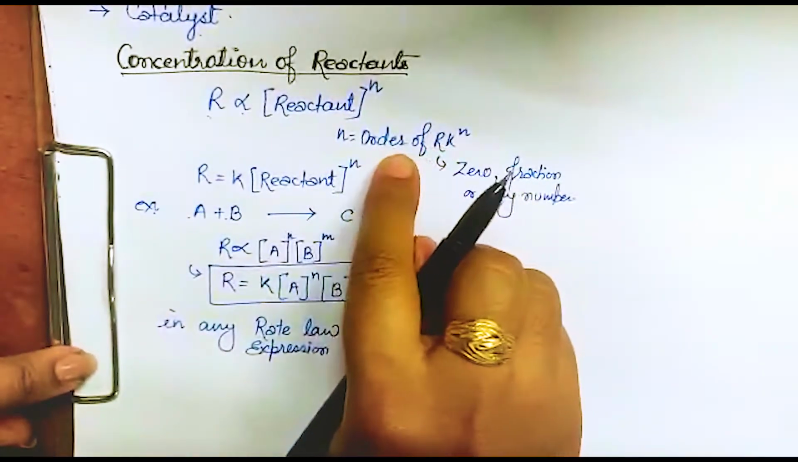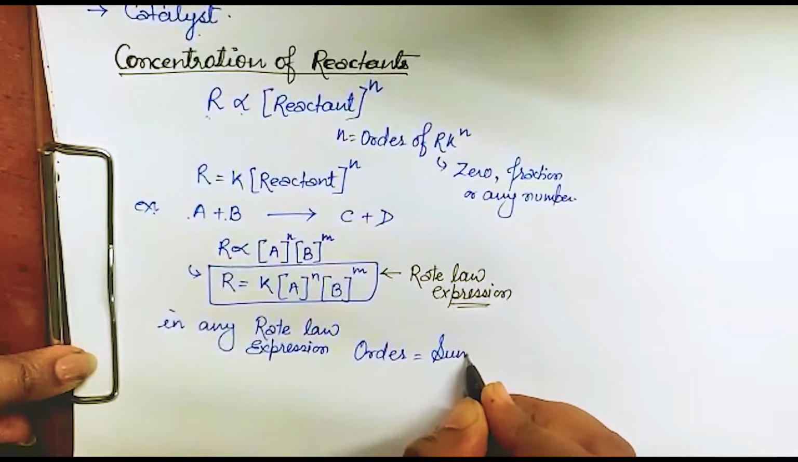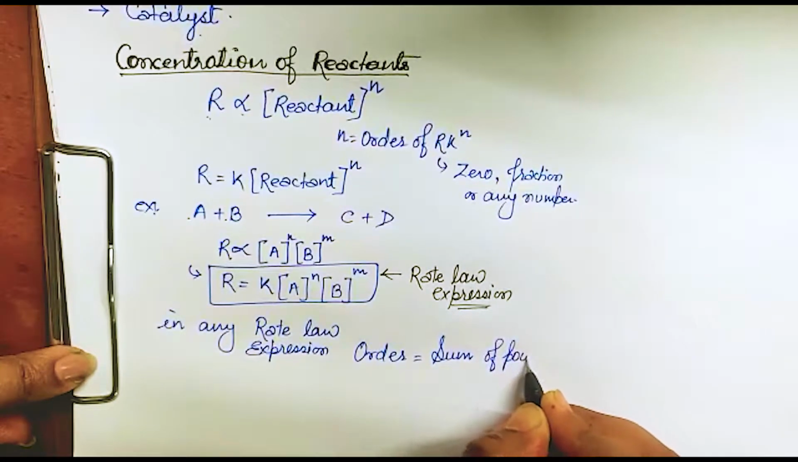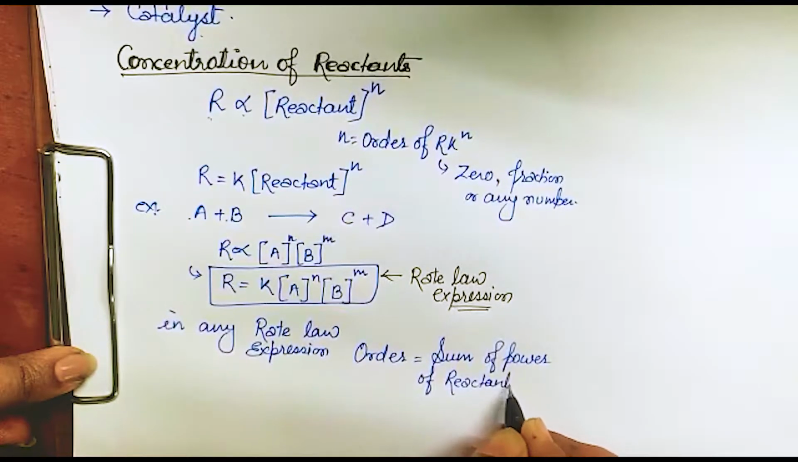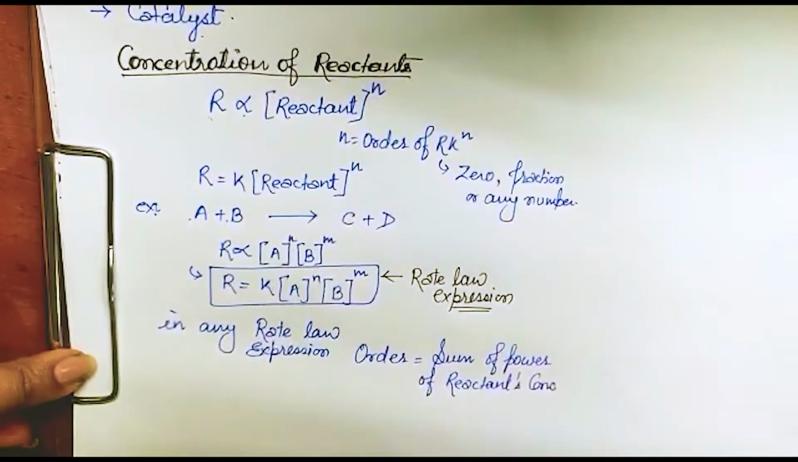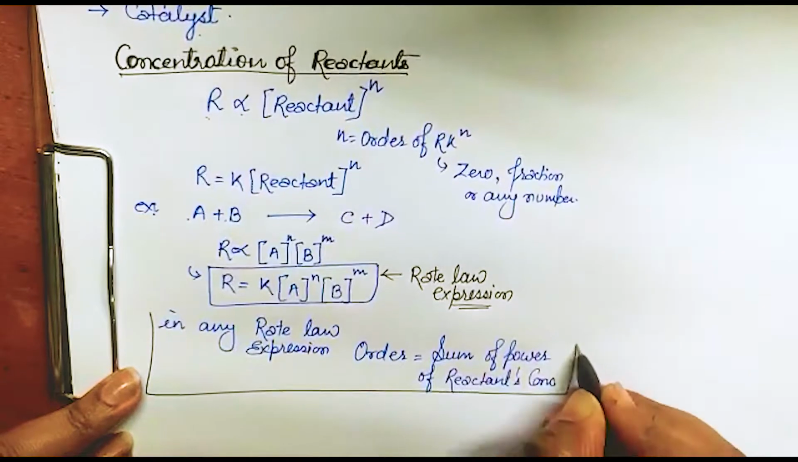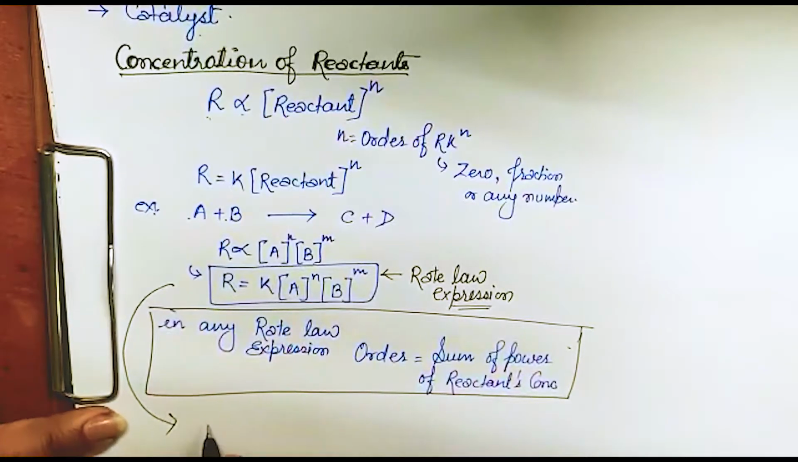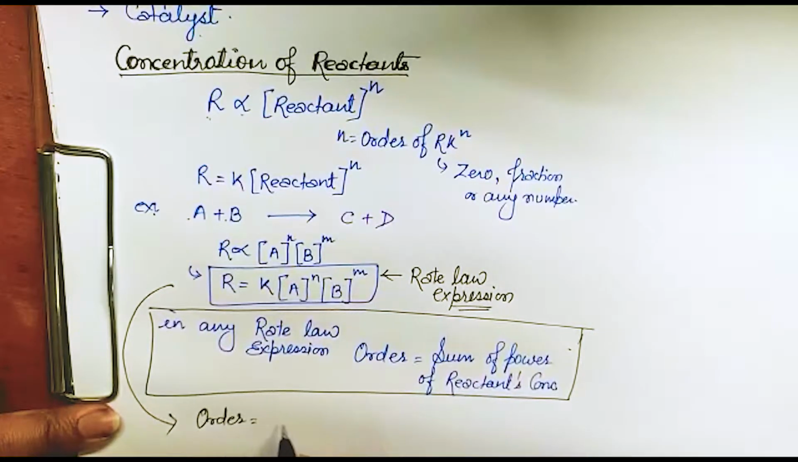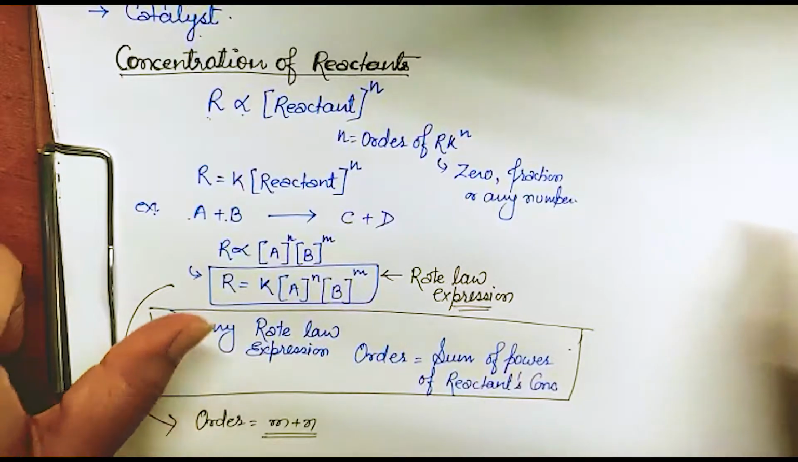I have explained now, n is equal to order. So this order will be equal to the sum of the powers of the reactants' concentration. Got it? Clear? So this is the important thing. So for this equation, what is the order? Order will be equal to m plus n. Isn't it? Okay. Few things I want to explain about it.